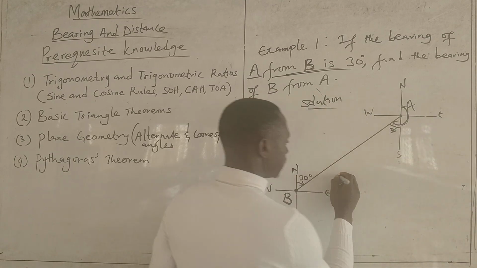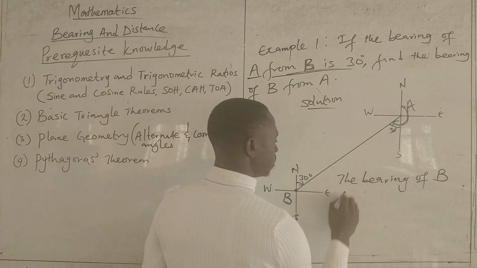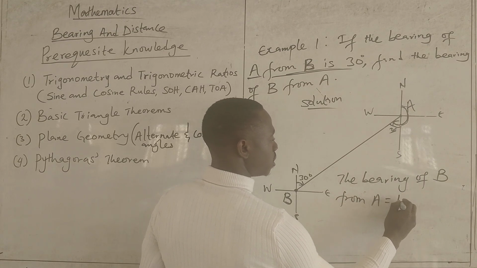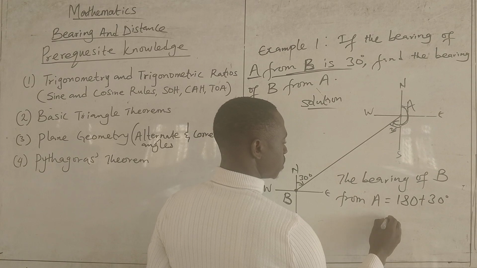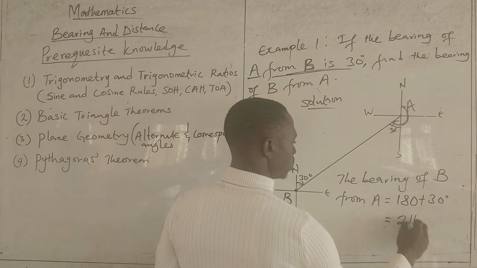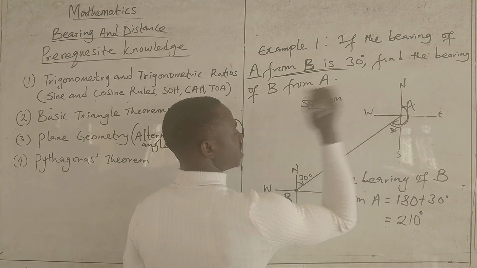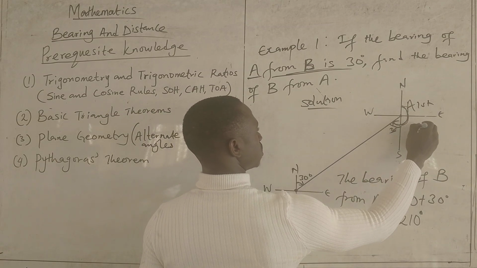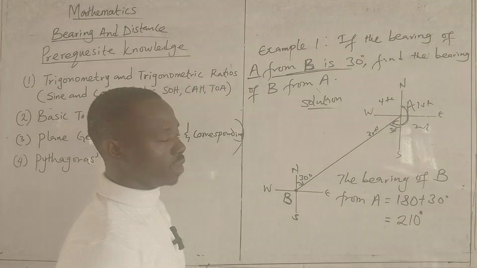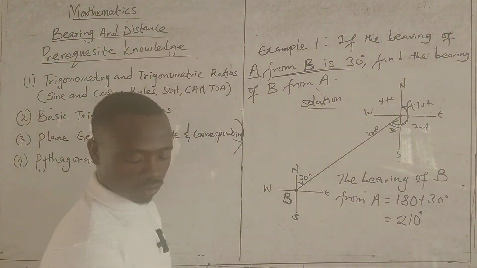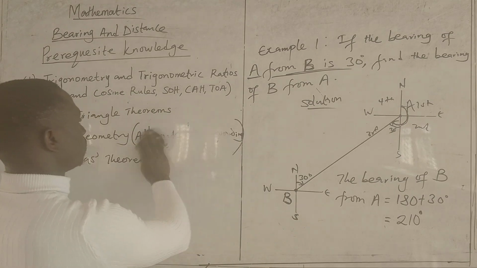Now we see the bearing of B from A will be 180 plus 30 degrees, which is going to be 210 degrees. You notice that this 210 degrees falls in what quadrant? In the third quadrant. This is first quadrant, this is second quadrant, this third quadrant, this fourth quadrant, if you know your trigonometry very well. Okay, let me give you one more example.